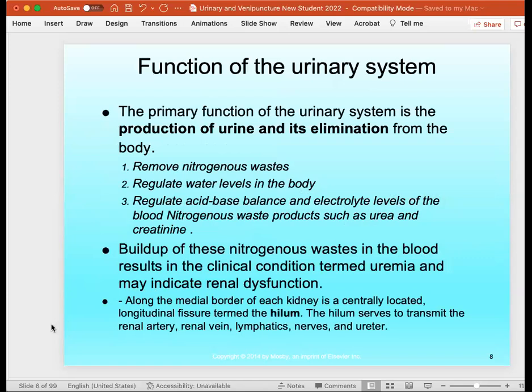The function of the urinary system, important that we know this very important function. The primary function of the urinary system is the production of urine and its elimination from the body. It removes nitrogenous waste, regulates water levels in the body, and regulates acid, base, and electrolyte levels. If your urinary system is not functioning correctly, a buildup of this waste can result in a clinical condition termed uremia and can cause renal dysfunction.